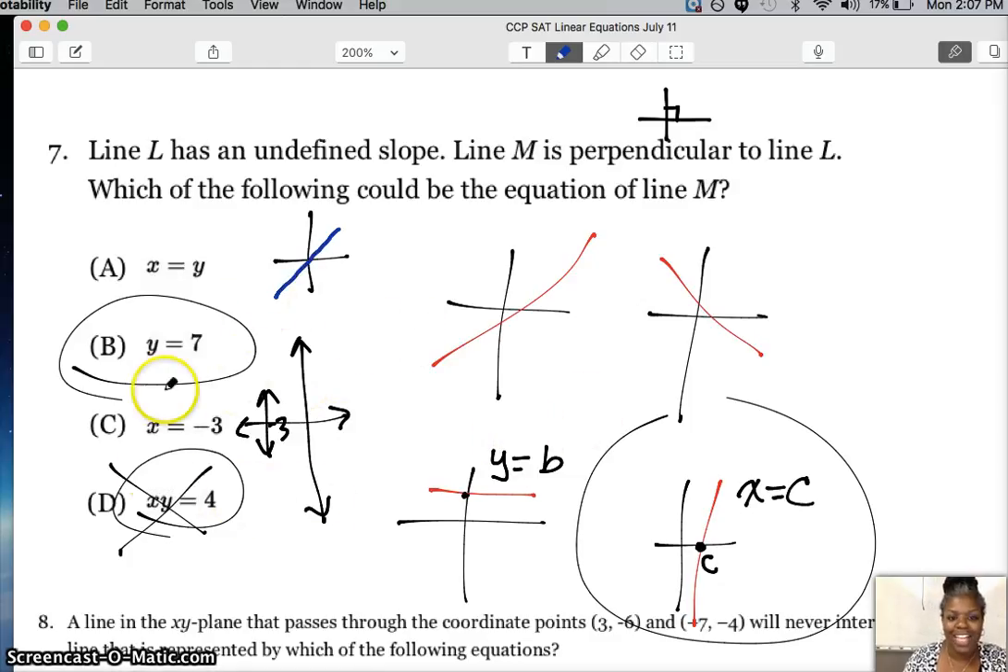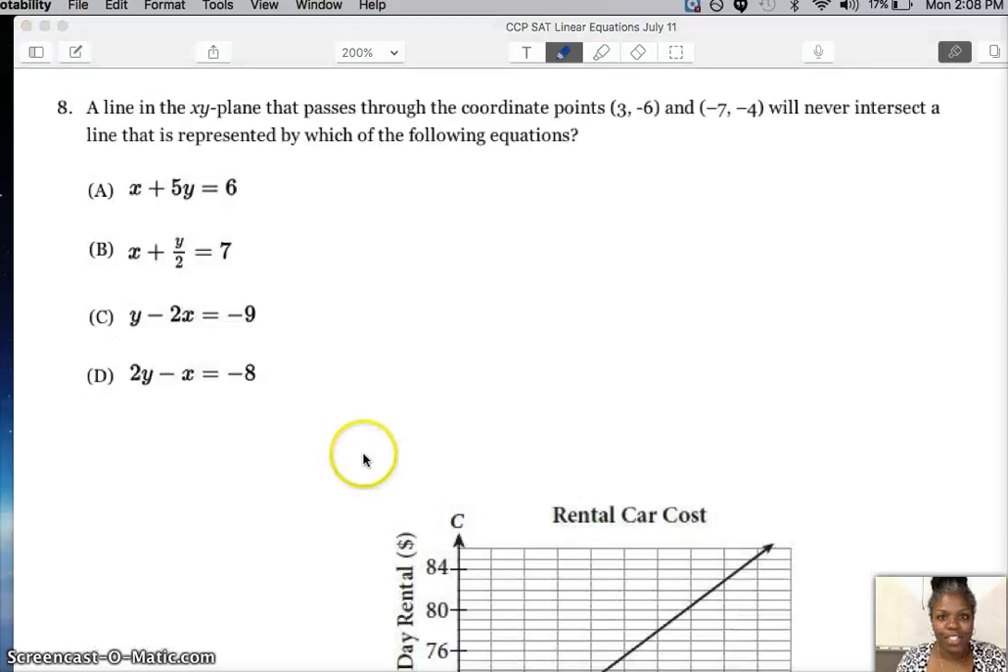Get it? So that's why, by process of elimination, I can see that even if I didn't really know what this looked like, I can tell what the answer is. Let's look at number 8. So here in number 8, what I'm looking at is that we're talking about some line that passes through these points that will never intersect something else.